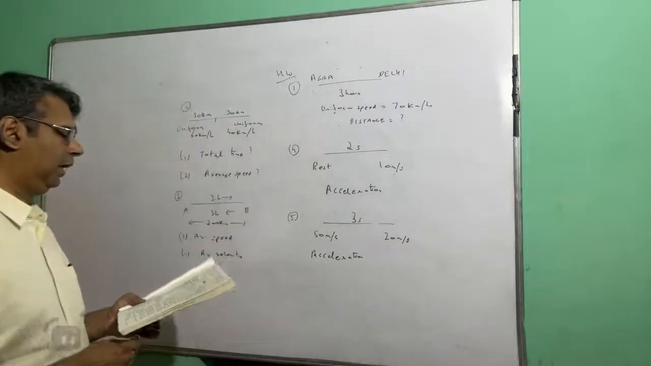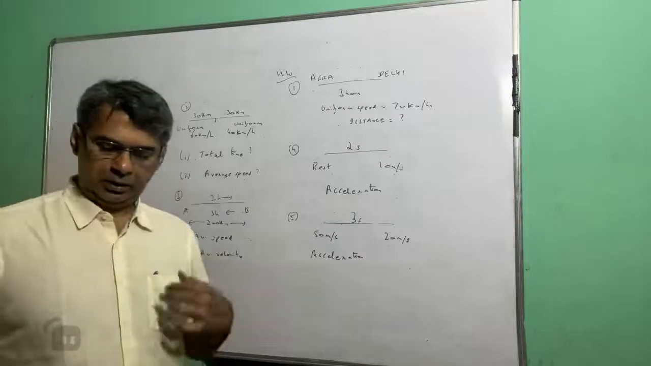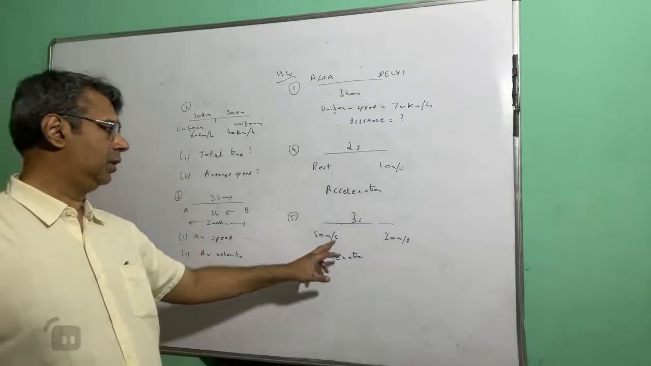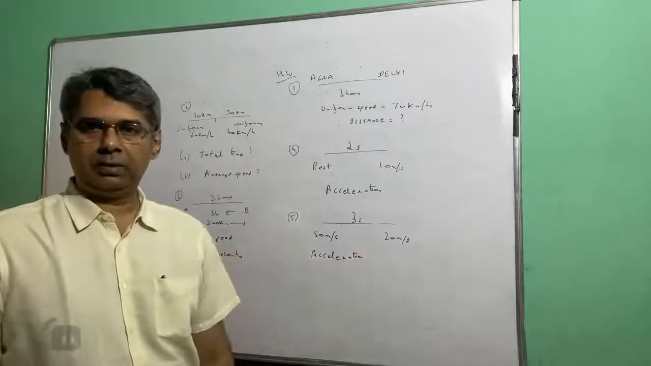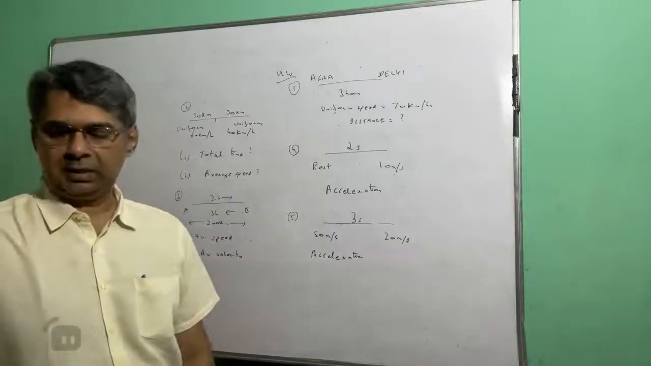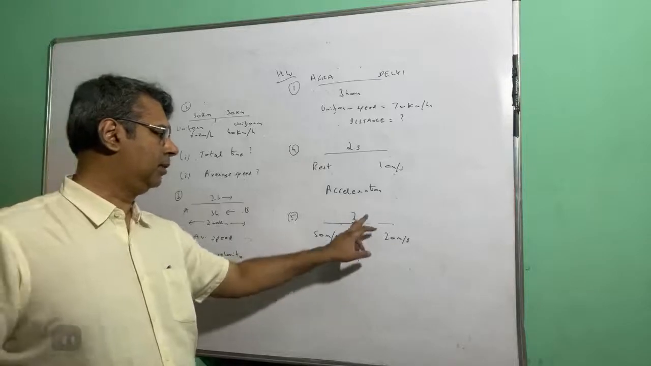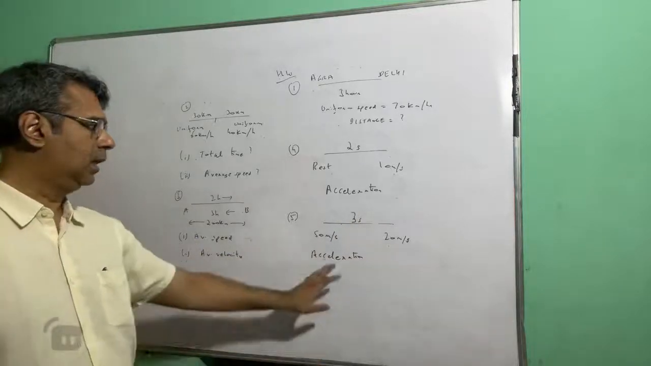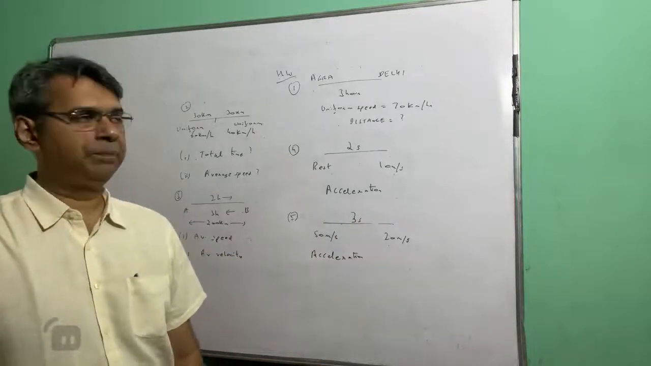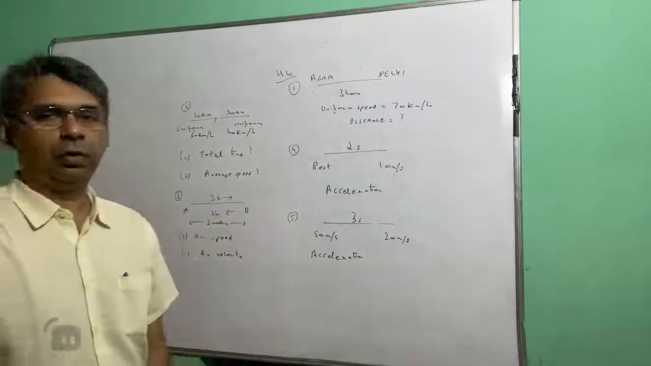And question number 5: the velocity of a car changes from 50 meter per second to 20 meter per second over a time of 3 seconds. What is the acceleration of the car? So these are the 5 homework questions.